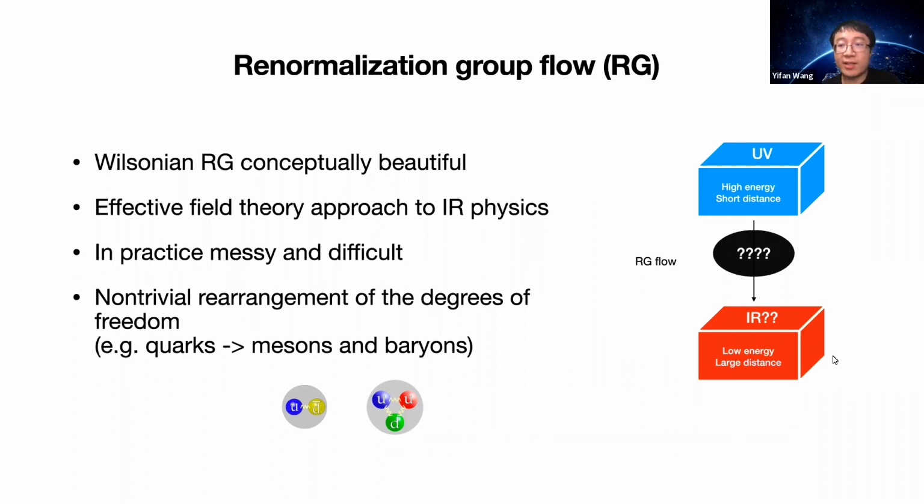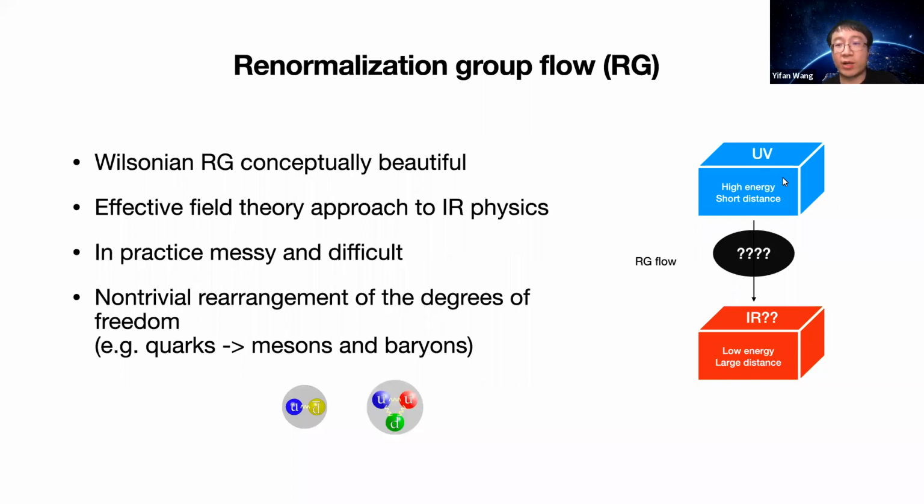But in practice, this RG analysis is very messy and difficult. In one-dimensional systems, you can work this out quite concretely using numerical methods, which is also what Wilson did in the 60s. But for higher dimensional cases, this is very difficult. In particular, one complication comes from the fact that there's a non-trivial rearrangement of the elementary degrees of freedom when you compare the IR physics to the UV.